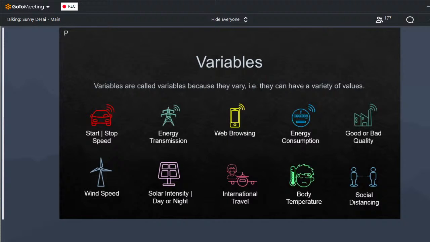Then the web browsing that we do on our mobile phones and on our laptops: which website, for how many hours, what were the keywords that we searched for. That becomes a different type of variable. Then the amount of energy that we consume in our homes, hospitals, offices, schools, and colleges, the energy consumption, becomes a different type of variable. It talks about the number of units that we consumed in a month, in 15 days, in a day, or in a week.